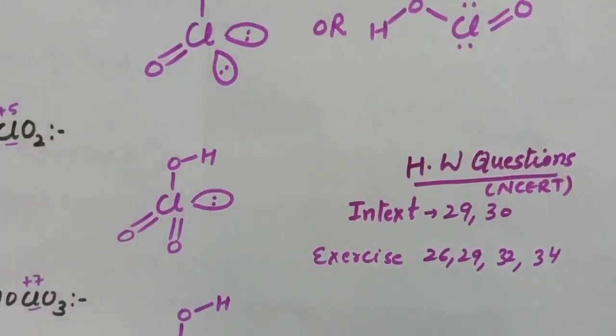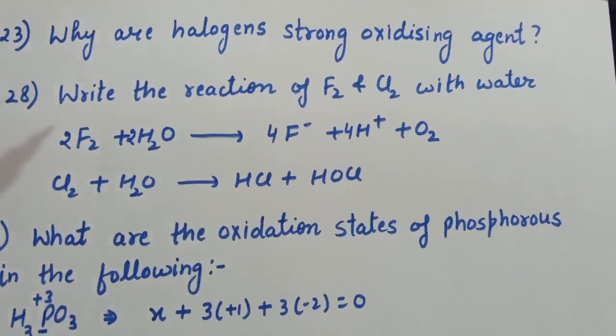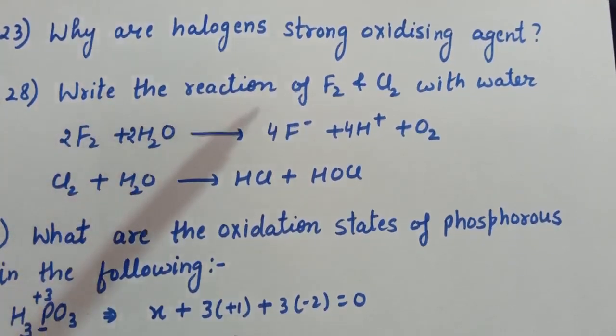Now I will be discussing the homework of lecture number 9. First question is, why are halogens strong oxidizing agents?